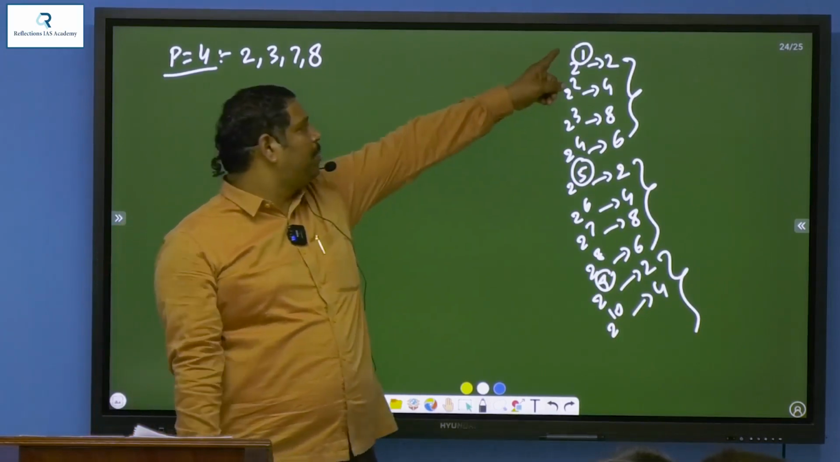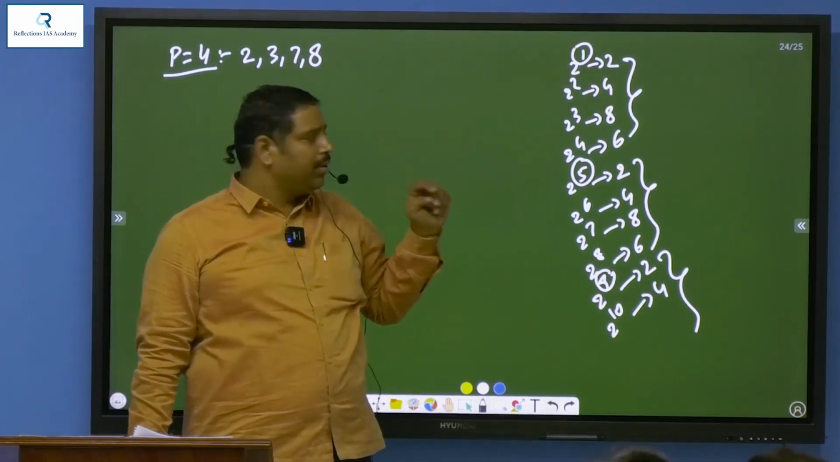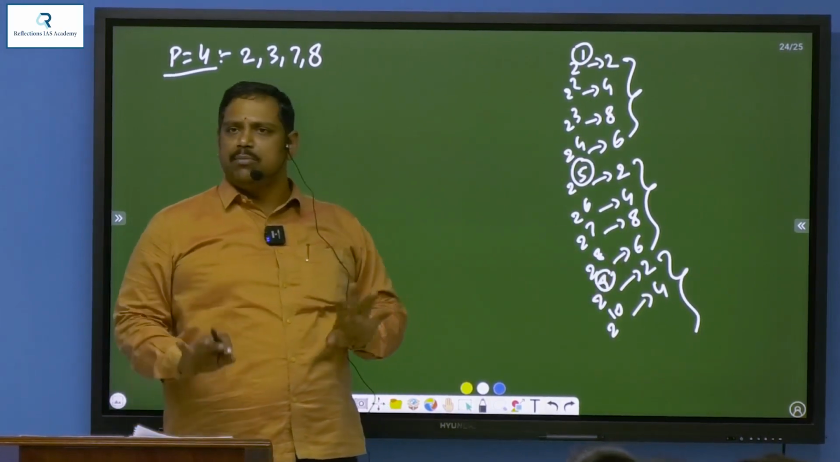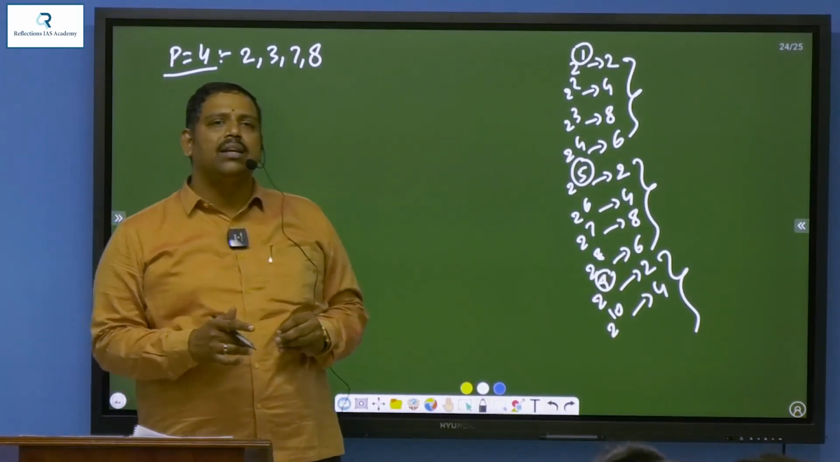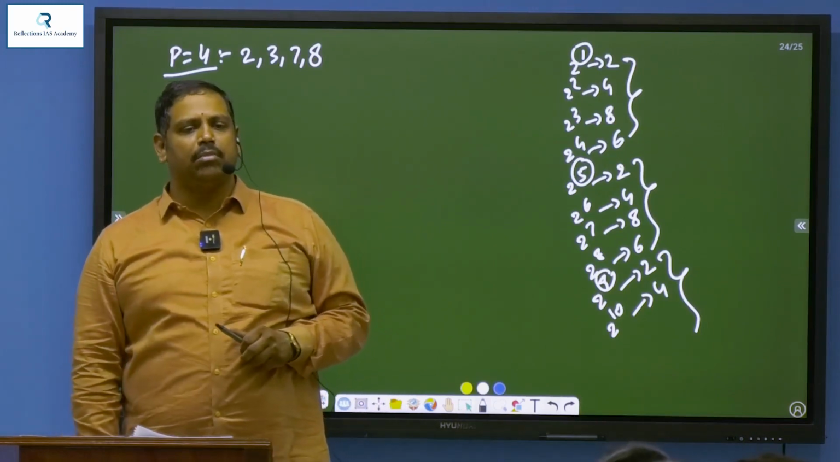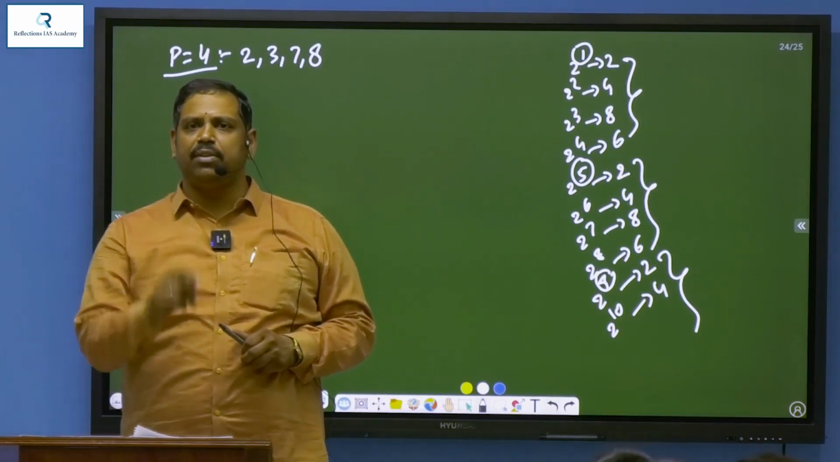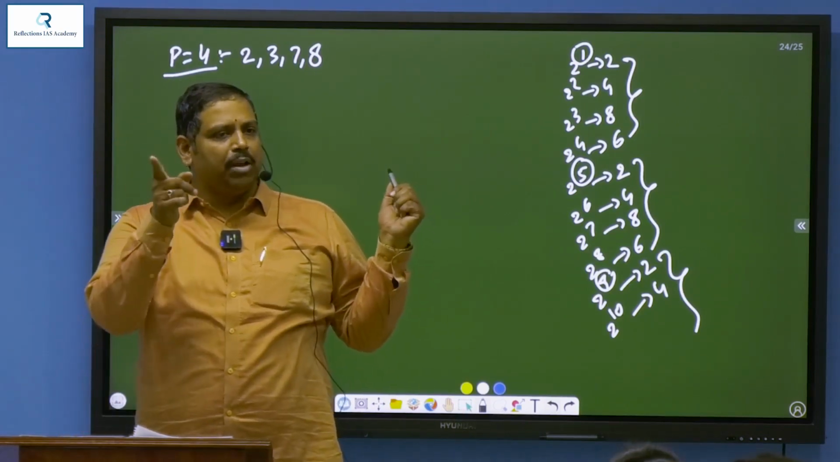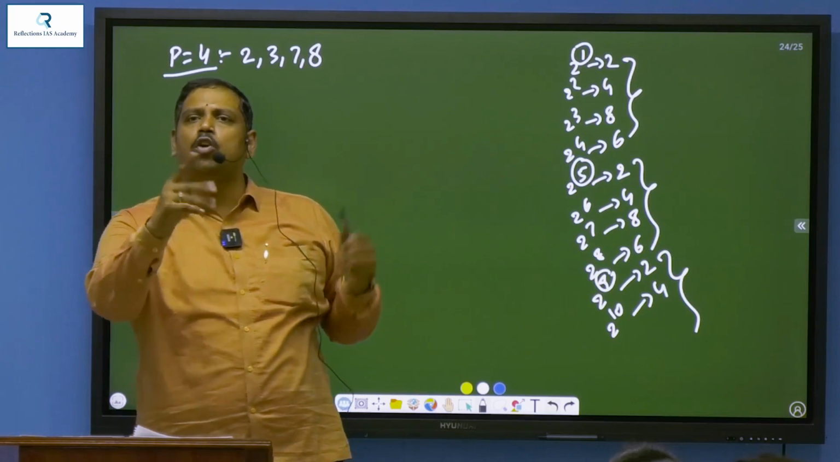For 1, you power. Units places how much? 2. For 5, units places 2. For 9, units places 2. Same units places. Nothing but these all are 4 multiples plus 1. 0 is a 4 multiple, plus 1 means 1. 4 is a 4 multiple, plus 1 means 5. 8 is a 4 multiple, plus 1 means 9. Yes or no?